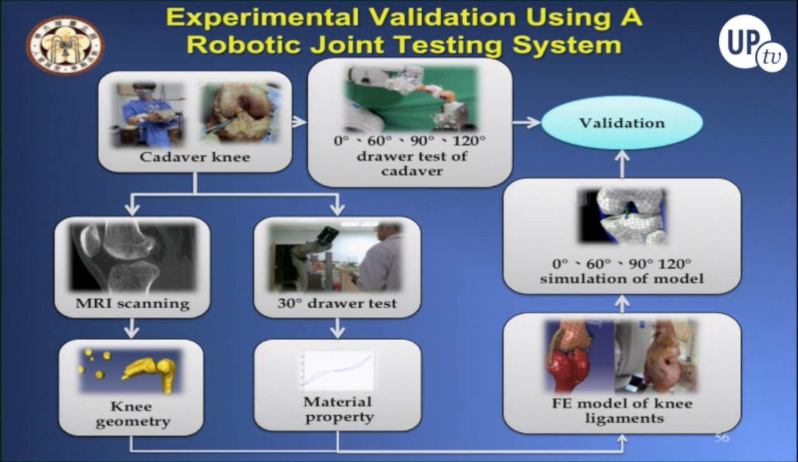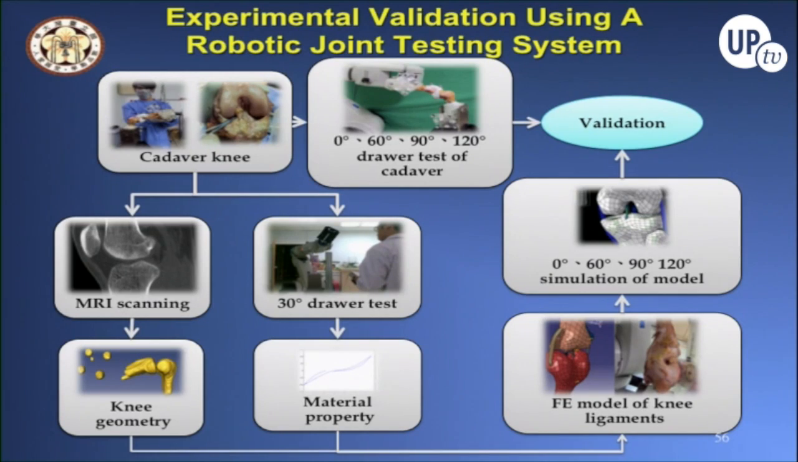We have developed a robotic joint testing system. I'm not sure whether you know this, but Professor Wu started with this approach. We use an industrial robot, and through feedback control, we can control the motion of the joint while minimizing unnecessary forces in different directions, different degrees of freedom.